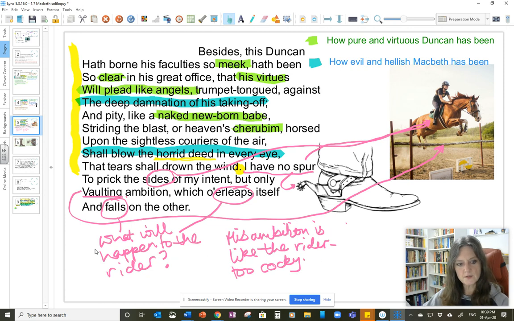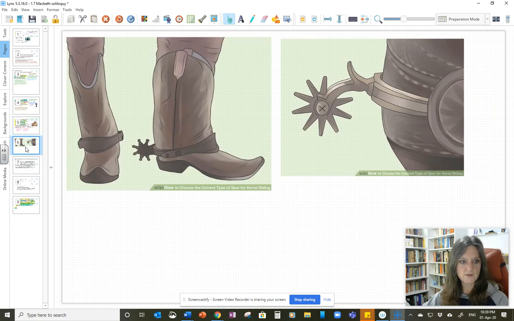Okay, so I want you to think about those two questions. What will happen to the rider at the other side? And why is that rider's ambition being too cocky? While you're thinking about that, I'll show you another picture of a spur, because that one is quite small and quite faint. So you can see there's the spur and the boot, zoomed right in. That's the spur, and the rider would use their ankle to prick it into the side of the horse. And that's kind of what Macbeth sees himself as doing.